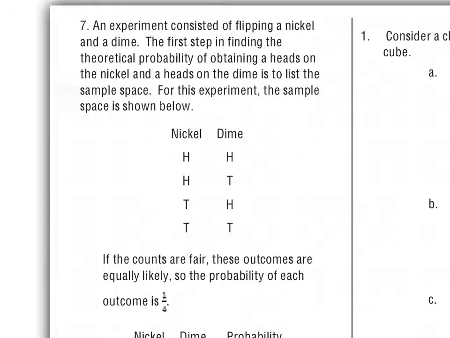So as we flip over to the other side, now we start to use that similar idea. We have an experiment that consists of flipping a nickel and a dime. And the first step is to find the theoretical probability. And so in order to do this, we must find the sample space.